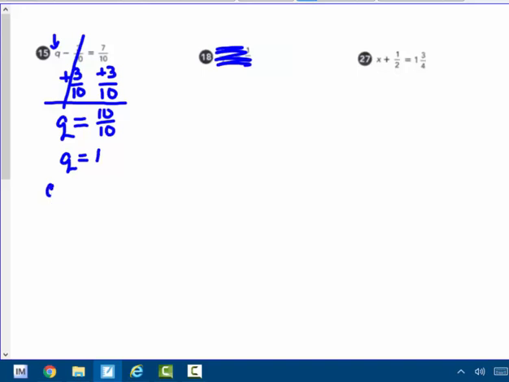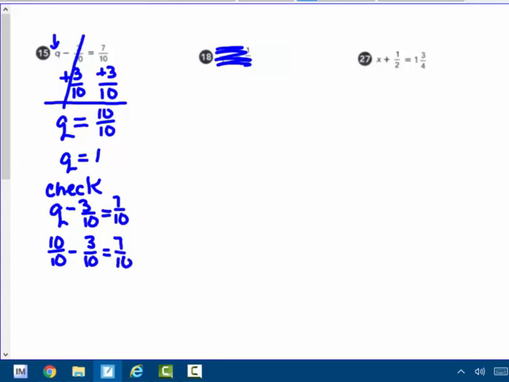Check. I write the word check. Write the original equation. Q minus 3/10 equals 7/10. 1, and I'm going to put it back in as 10/10, which is 1. 10/10 take away 3/10. Does that equal 7/10? Yes, it does. This is 7/10. Do the math. 7/10 equals 7/10. I'm going to be very picky about this process. Your papers need to look exactly like mine. There are no shortcuts, people. No shortcuts.